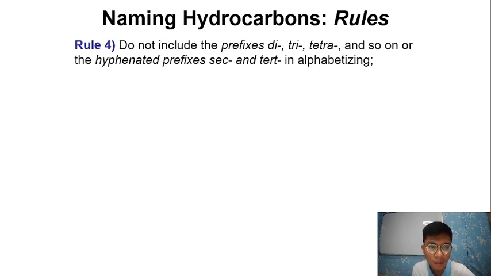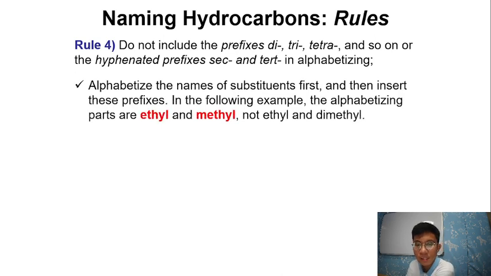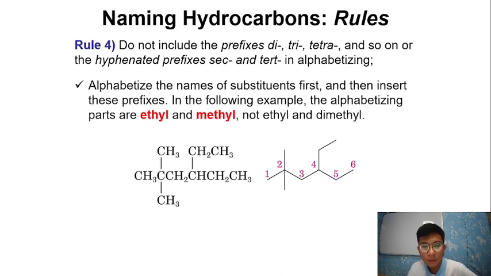Rule number 4. So, since na-introduce ko na sa inyo yung mga prefixes na di, tri, tetra, and so on, pero sila ay hindi nasama sa alphabetization. So, hindi nyo siya ikasama. So, for example, ito. Meron tayong structure na yan, and doon sa ating structure, ilan ang parent chain? So, again, 6 ulit. So, this will become hexane. O, diretso na tayo.